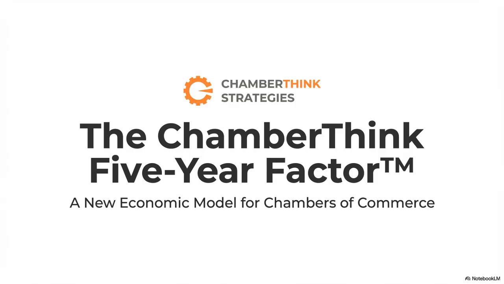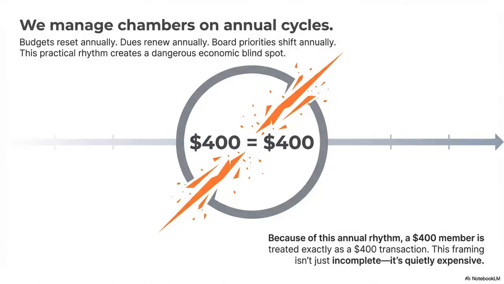It's a simple shift in how we think about membership, but it changes everything about how a chamber grows. Most chambers operate on an annual cycle. Budgets reset annually, dues renew annually, priorities shift annually. So a $400 member gets treated like a $400 transaction.